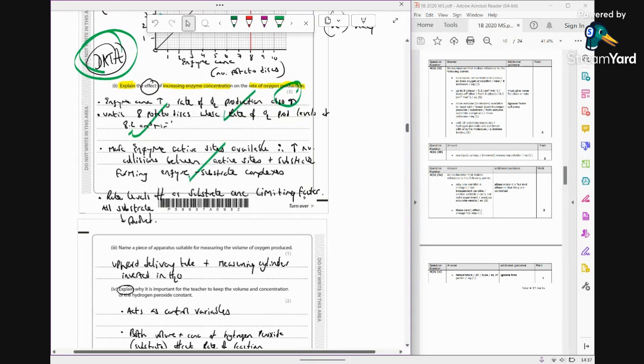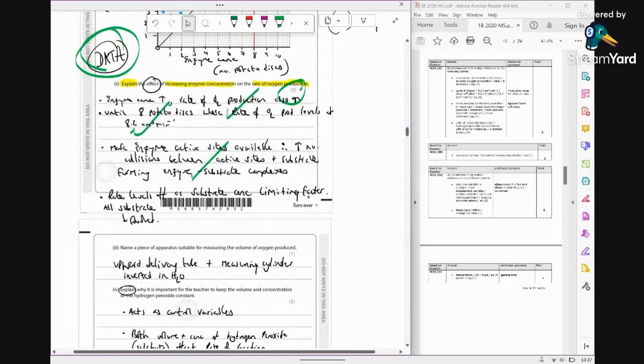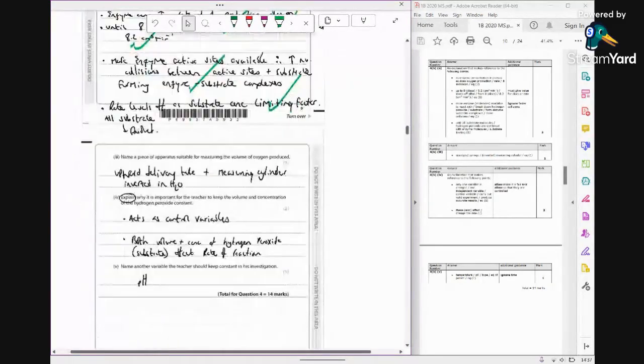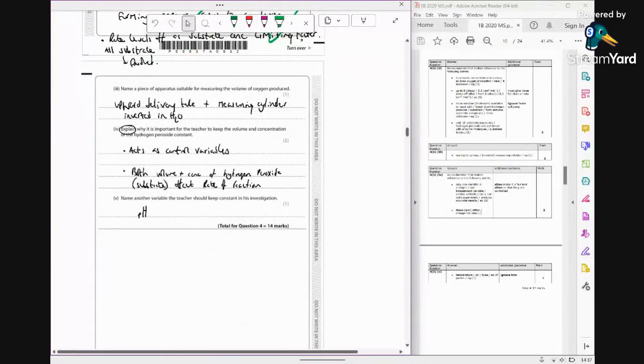Until all substrate molecules are consumed, substrate becomes limiting. So we said that as well. But yeah, give the detail for those questions. Name a piece of apparatus, gas syringe or measuring cylinder. Yeah, good.